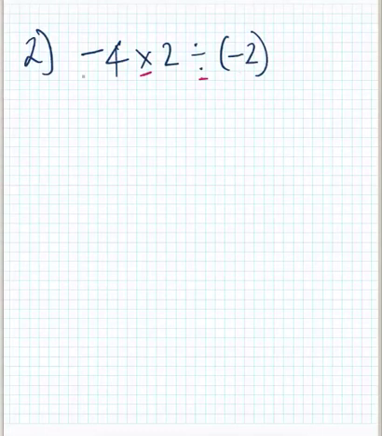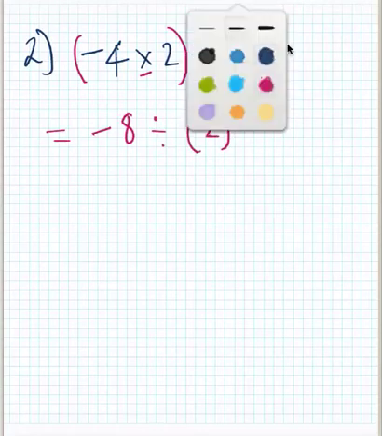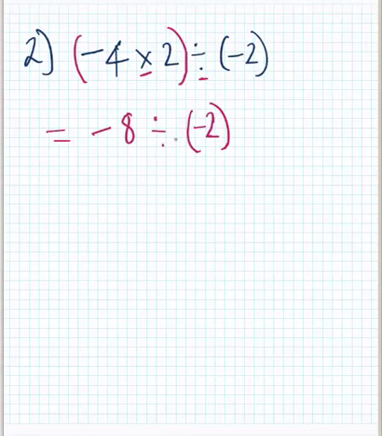So we start from the beginning and we've got a -4 times a +2. That's what we do first. So -4 times a +2 would be a -8. And write down what's left, divided by a -2. You can put brackets if you want to. Okay, and then we're left with -8 divided by -2. 2 negatives make a positive. 8 divided by 2 is just 4. So you should have had +4.